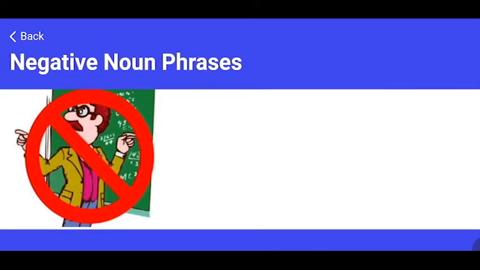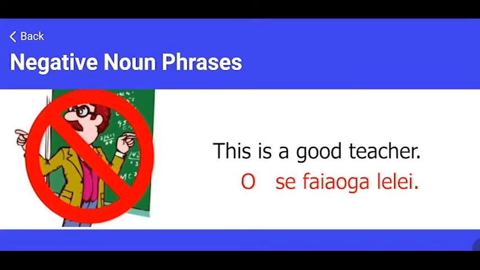This is going to be a very short lesson on negative noun phrases. So recall that a noun phrase is going to be a phrase about a noun. And the noun phrase itself is giving you specifics about the noun to give you more information. So, for example, right here we have a teacher. You can say that this is a good teacher.